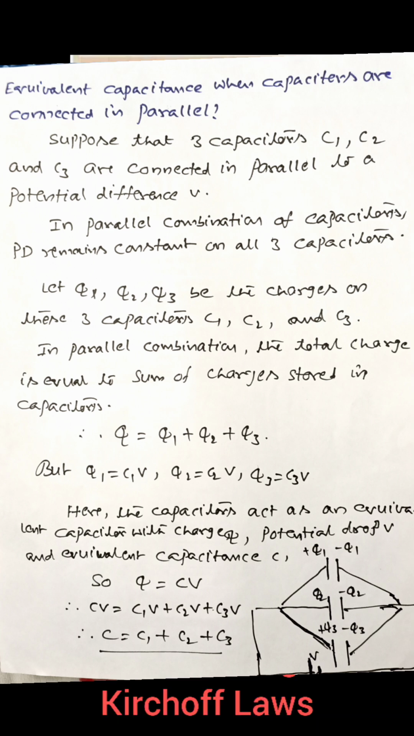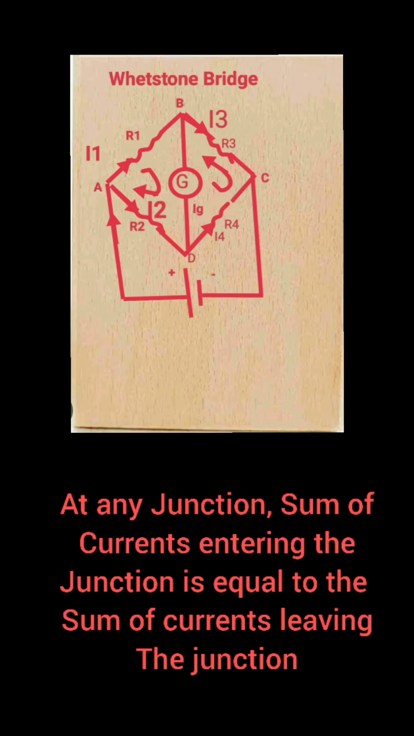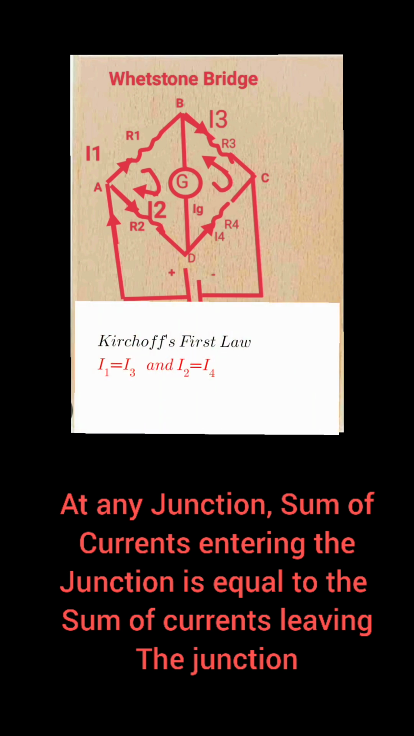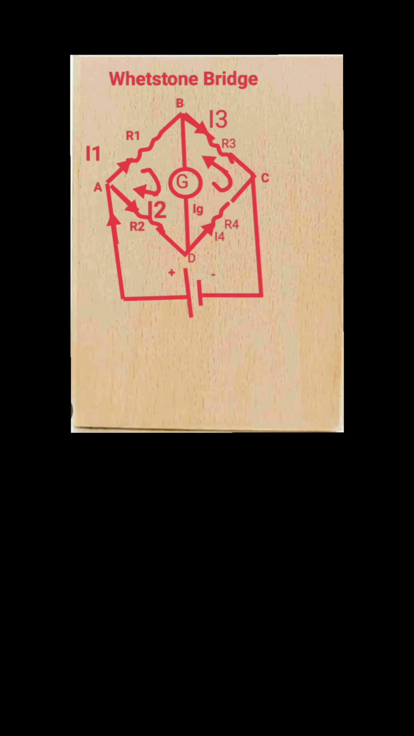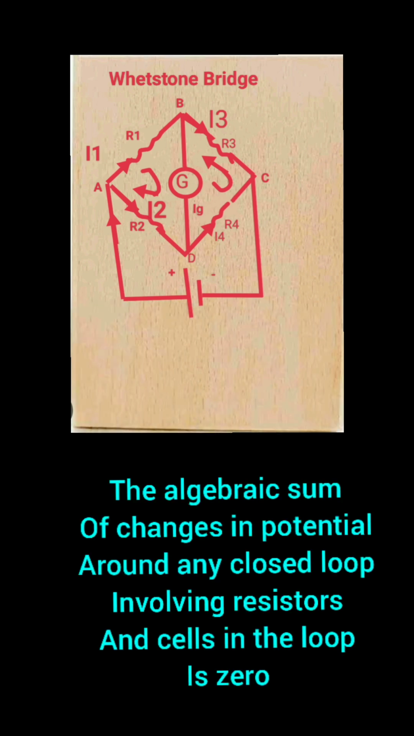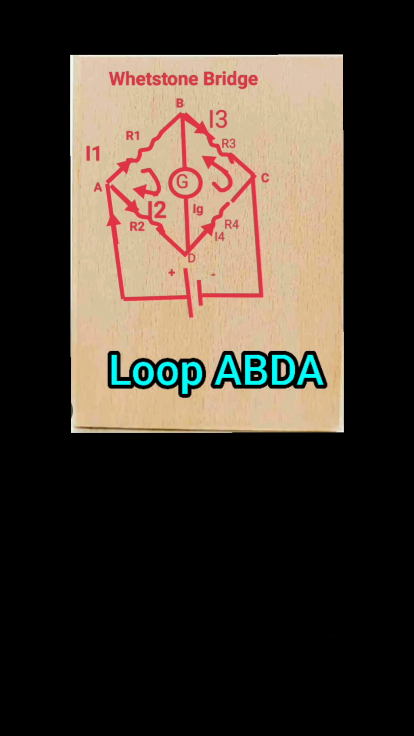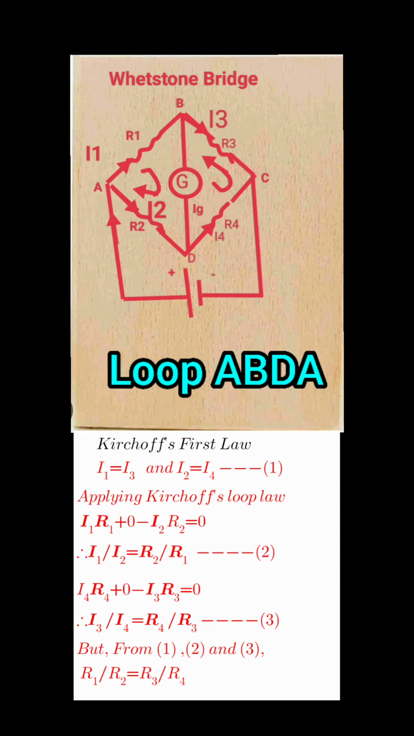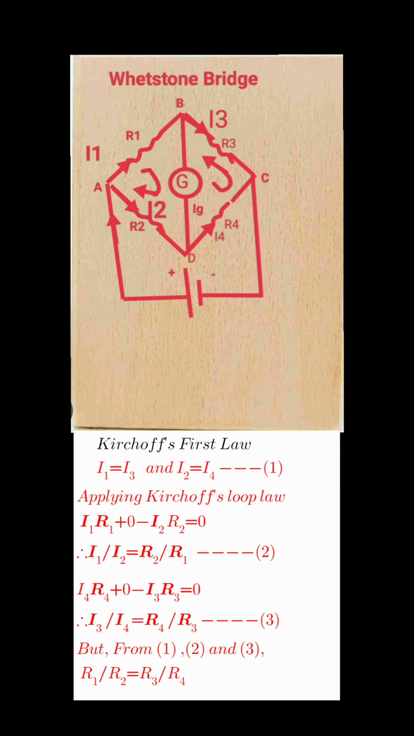In order to apply the balancing condition of Wheatstone bridge, we have to apply Kirchhoff's current law and Kirchhoff's loop law. At any junction in an electric circuit, the sum of currents entering the junction is equal to the sum of currents leaving the junction. For the junction B, we will get I1 is equal to I3 and I2 is equal to I4. Similarly, on applying Kirchhoff's loop law for the loop ABDA, we will get I1 R1 plus 0 minus I2 R2 is equal to 0. Therefore, on simplifying it, I1 by I2 is equal to R2 by R1.